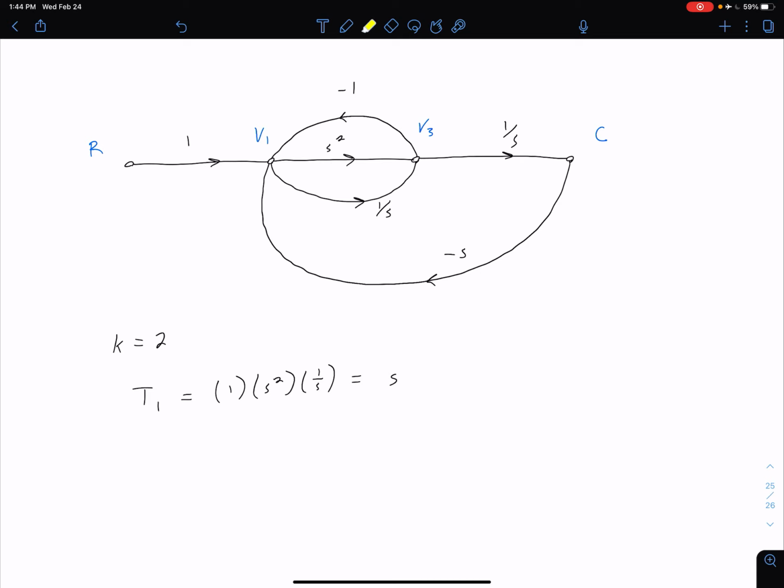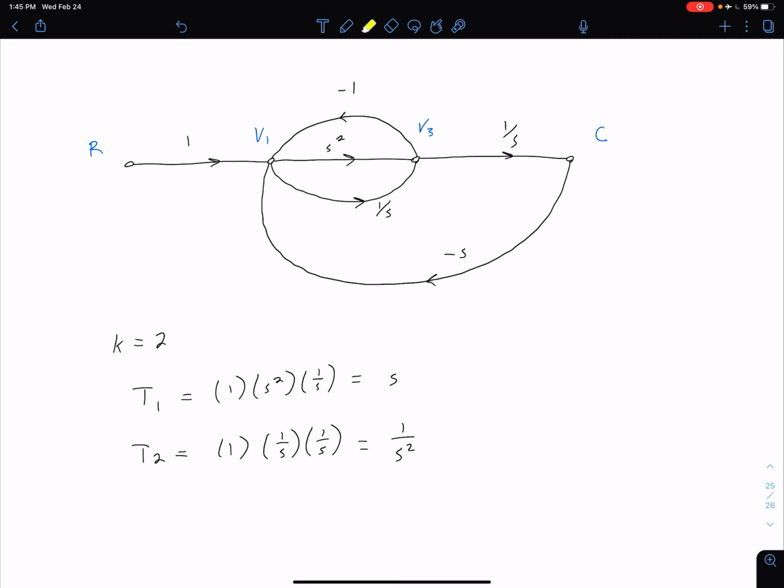For our second forward path, we have 1 over s, 1 over s. So our T2 is 1 times 1 over s times 1 over s, which is of course just 1 over s squared. So the next thing that we want to do, working towards finding our delta, is to identify any loops and the loop gains.